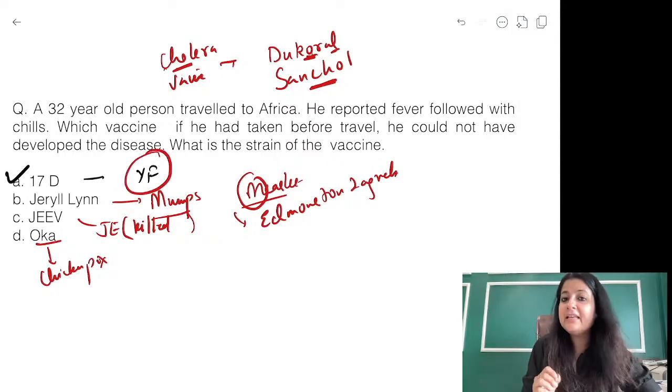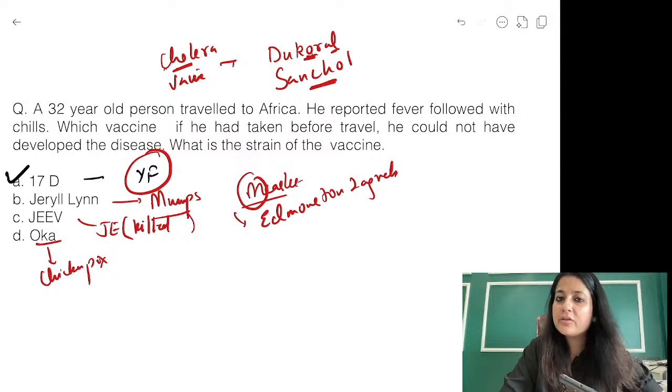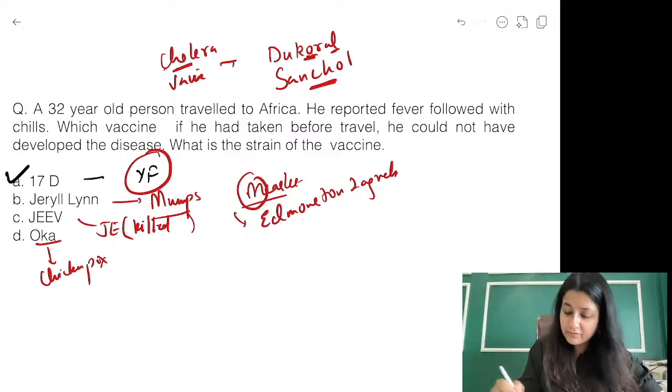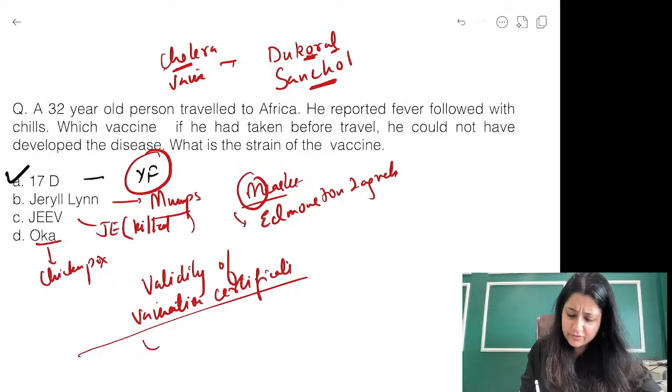Yellow fever vaccine, vaccination certificate has validity lifelong. And suppose I am traveling to Africa, I take the yellow fever vaccine today. So within how many days does antibody formation start? It takes almost 6 days. It doesn't start before that. But validity of vaccination certificate, yellow fever is a live vaccine. Yes, validity of vaccination certificate is lifelong.